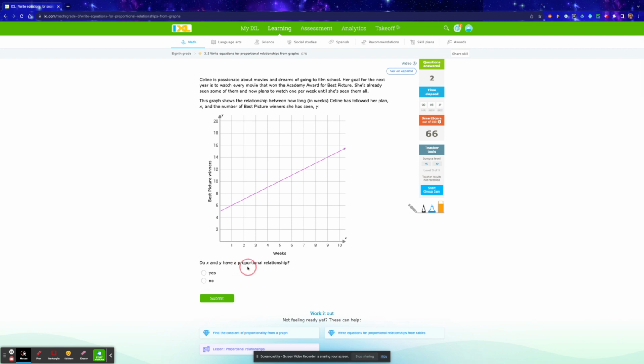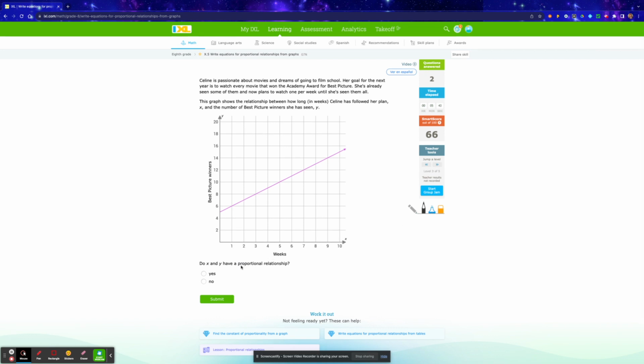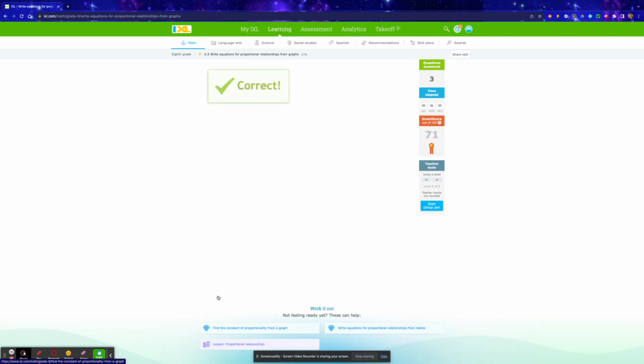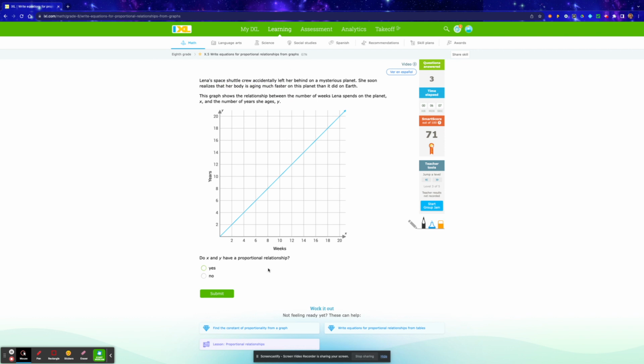Remember, what does a proportional relationship look like? Learned it in 7th grade. Straight line through the origin. Is it a straight line? Yes. Is it through the origin? No. So, is it a proportional relationship? It's got to be a straight line through the origin. So the answer is no, and you click no. And once you submit and you're right, ta-da!